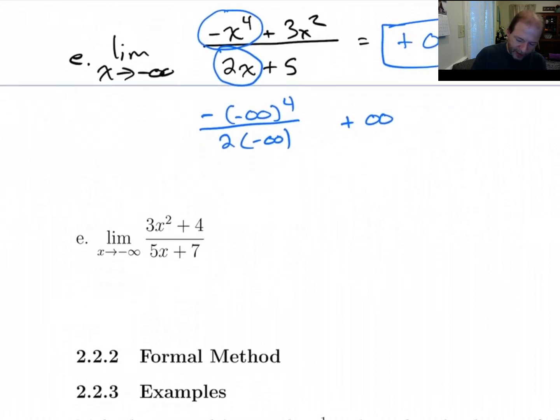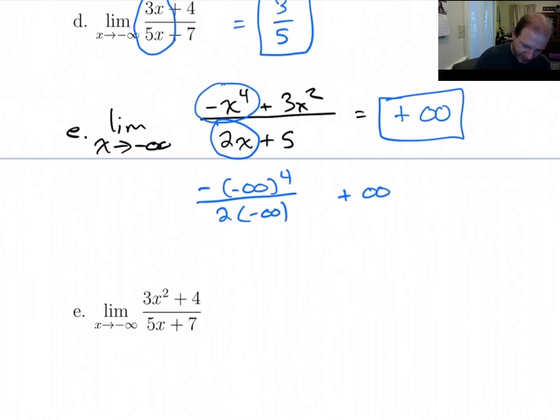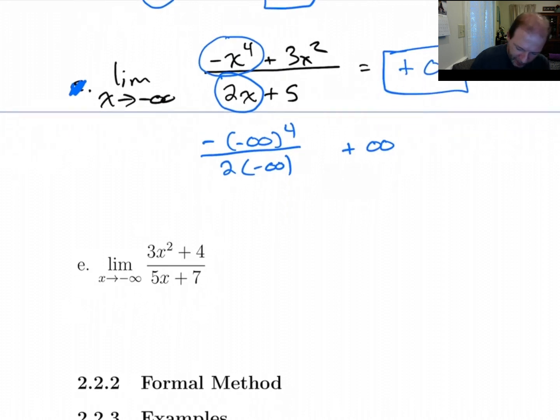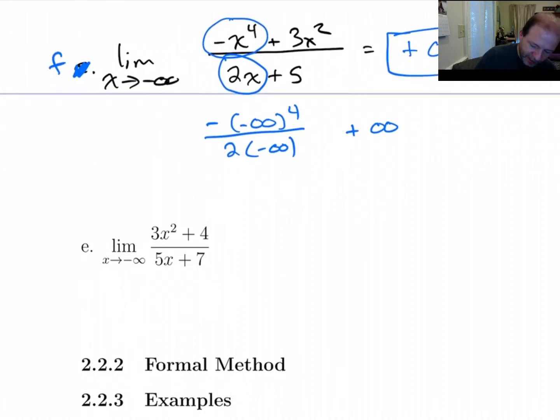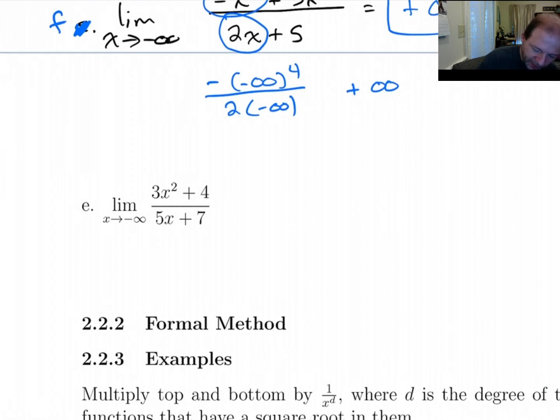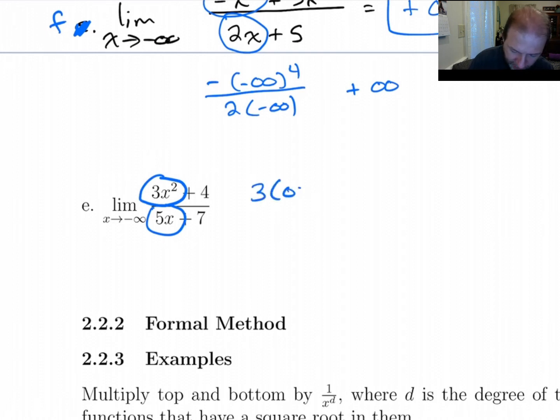Oh, I didn't realize I have another example here. Whatever. We'll call that example F up there. X is going to negative infinity. Now on top we've got a higher degree, so we know it's going to be positive or negative infinity. So up top we've got 3 times negative infinity squared, and on bottom we've got 5 times negative infinity.